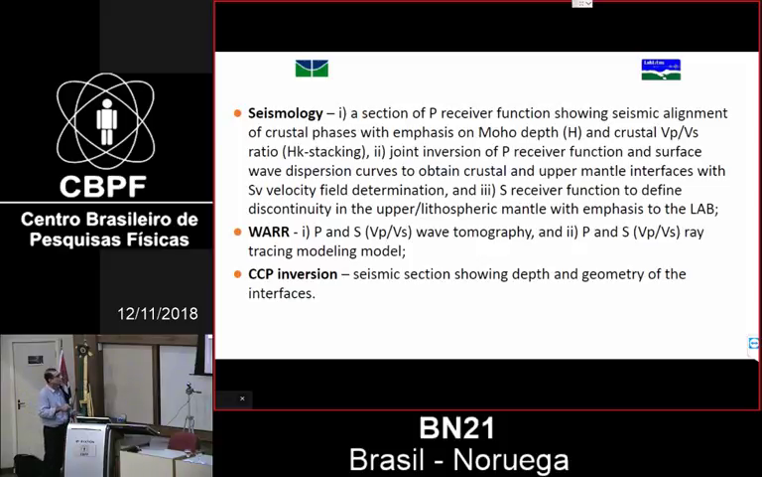The wide-angle data, what you can get from them: the P and S wave tomography, and P and S ray tracing modeling. I consider that the refraction model brings us mainly the behavior of the lower crust. That's very important, and we are talking about stretched crust, reworked crust, for example. And CCP inversion is a consequence of the wave field velocity, Vp/Vs, obtained in this data, and then migration showing depth and geometry of the interface. I can show an example involving the 3 parts.